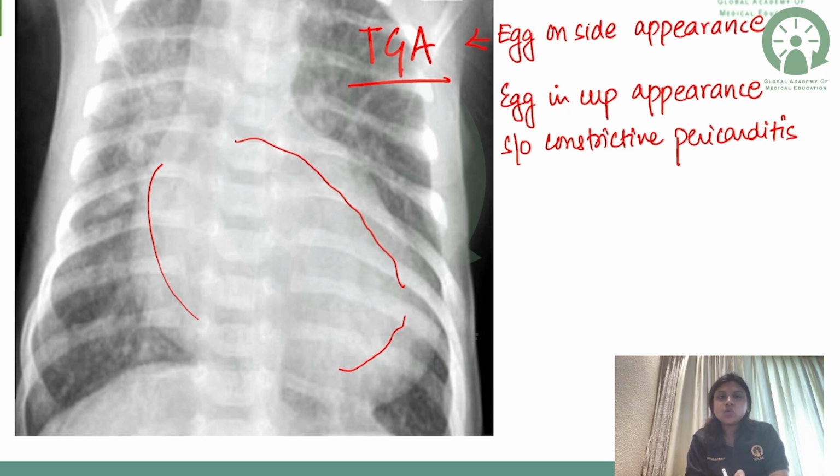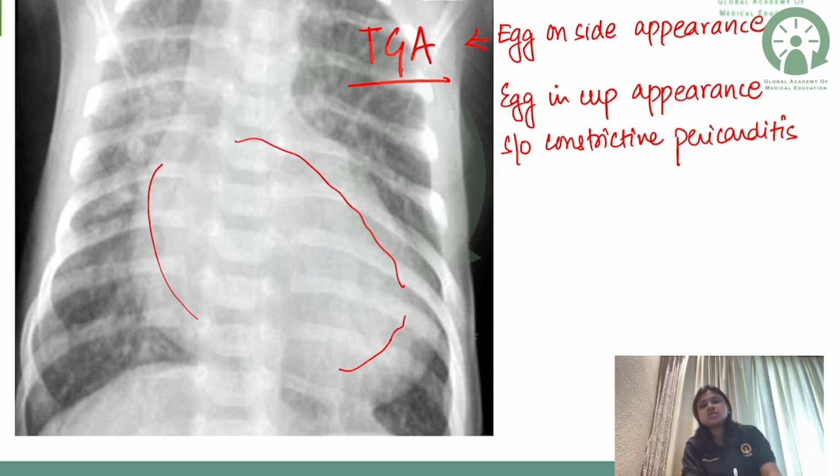Okay. Now let me tell you what is transposition of the great vessels. As the name suggests, the great vessels are transposed. There can be two types. One is TGA with intact ventricular septum. If we are getting a TGA with intact ventricular septum, it is a duct dependent condition. It is an emergency. We need to start PGE1 analog as soon as possible, and we need to send the baby for an emergency surgery.